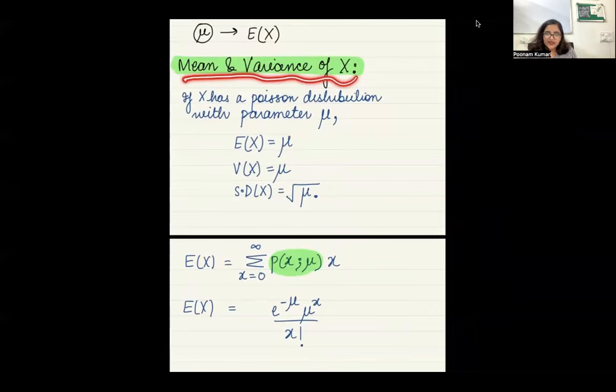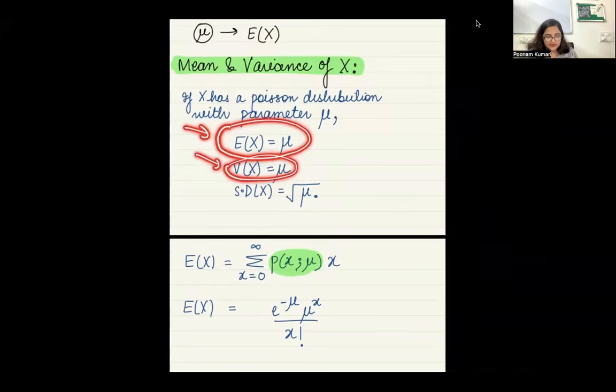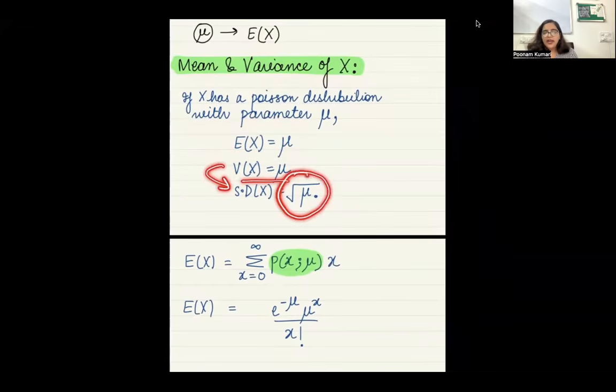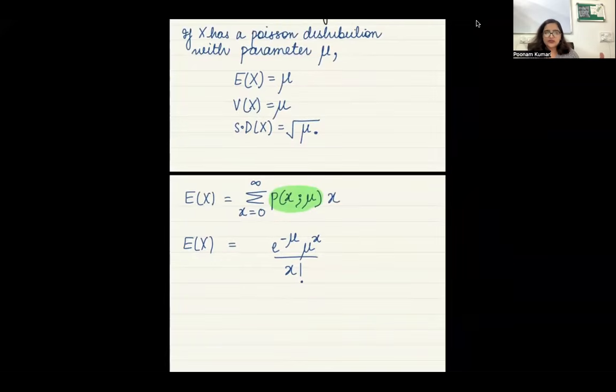Okay. So what we are trying to do is figure out the mean and variance of x. And so I'm just telling you what the mean is. Mean is going to be mu, variance is going to be mu, and since variance is mu, the standard deviation will be root of mu. And now we are trying to figure out how to prove this.